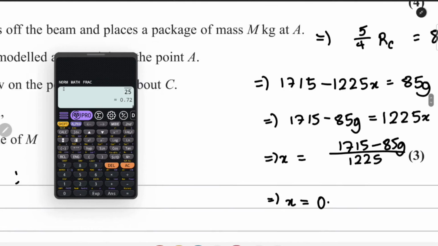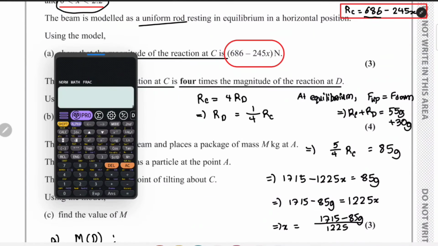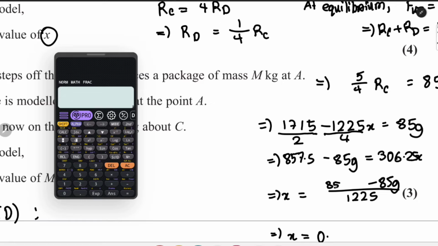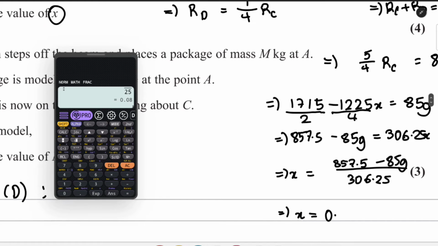We get x equals 0. Well, this is outside the range, we made a mistake. Oh, so there was a 2 over here, 4 over here. So this was basically 306.25x and that was 857.5. So if we calculate it now, we'll get 0.08 and this is the value of x.